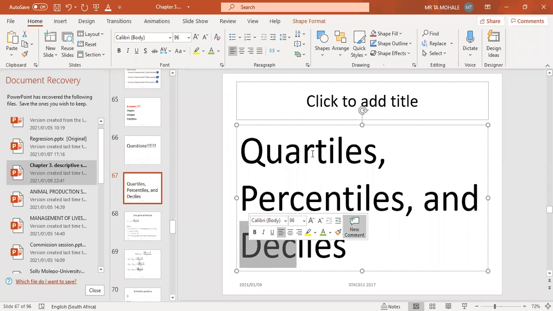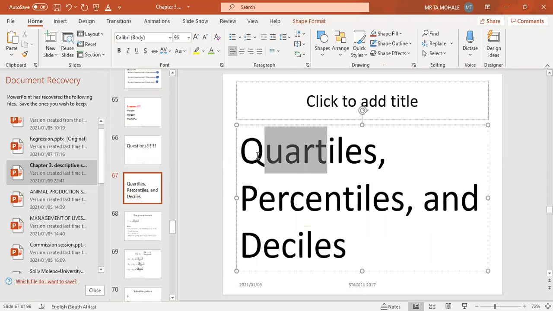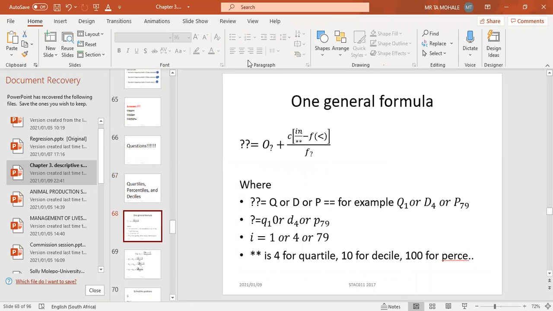So with quartiles, when you calculate position, you divide by 4. With percentiles, you divide by 100. With deciles, you divide by 10. Good. So this is the general formula for the measures of non-central location in grouped data. These question marks denote either your decile, your percentile, or your quartile. It depends on what you will be calculating.